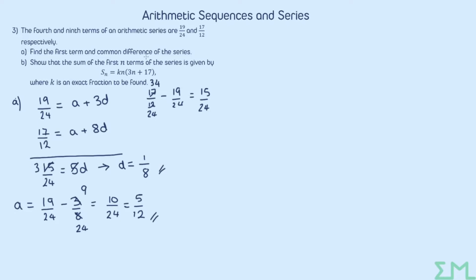B, show that the sum of the first n terms, Sn, is given by this formula where k is an exact fraction to be found. Well, now that we've got a and d, we can just jump into using Sn. So it's going to be n over 2 times 2a. So that would be, if we did 5 over 12 times 2, that would be 5 over 6 plus n minus 1 times d. d is 1 over 8, so 1 over 8 times n minus 1.